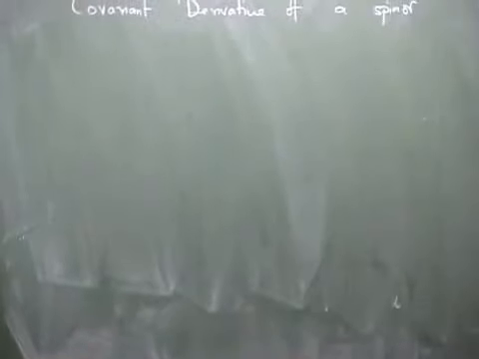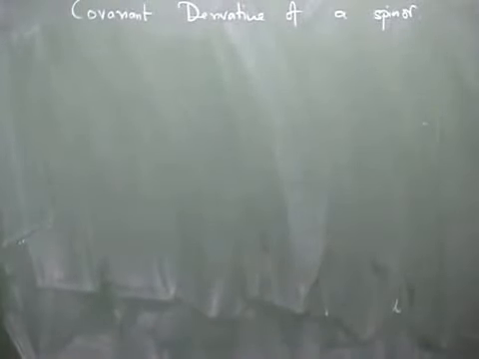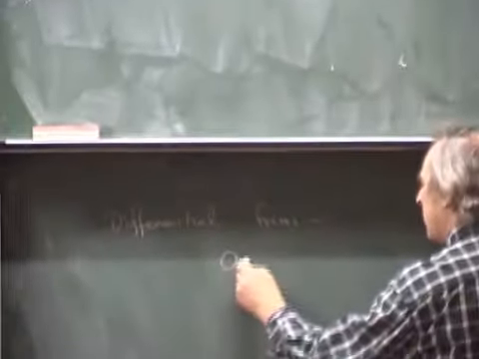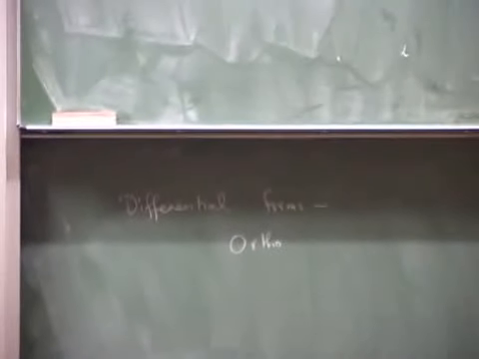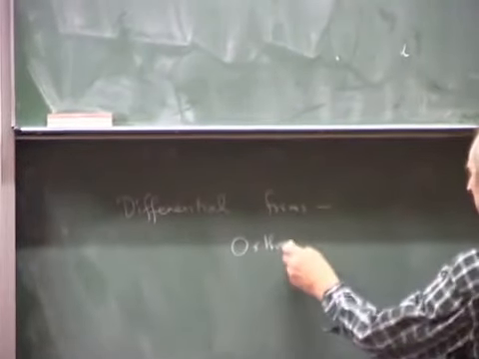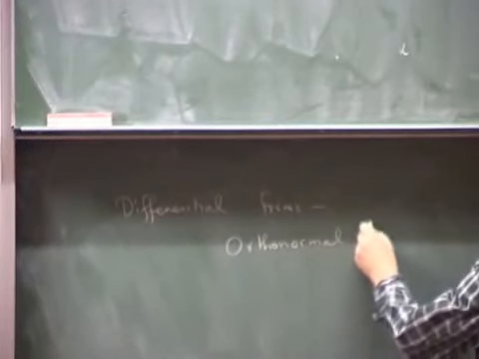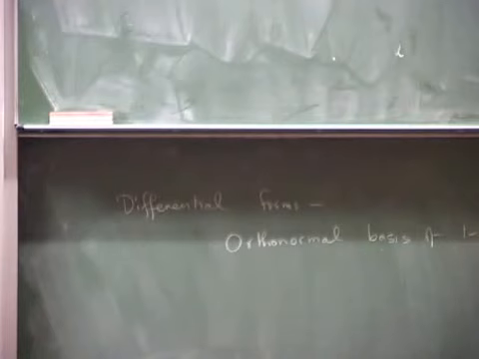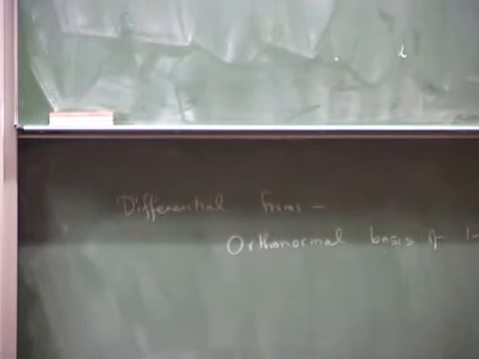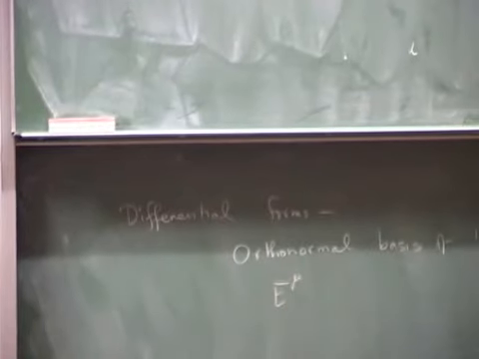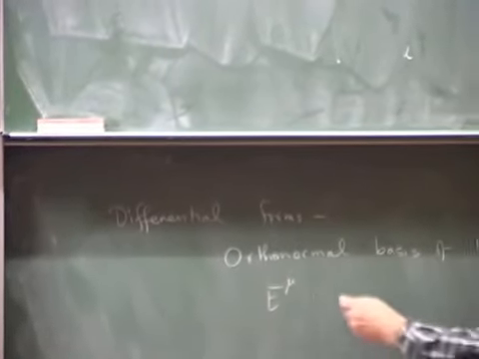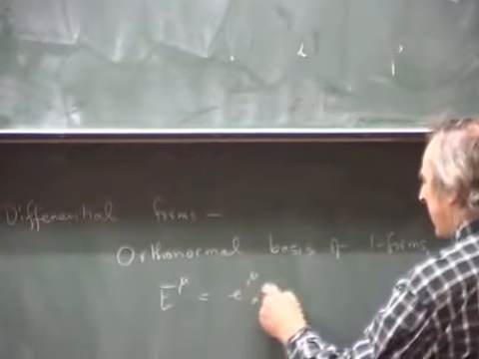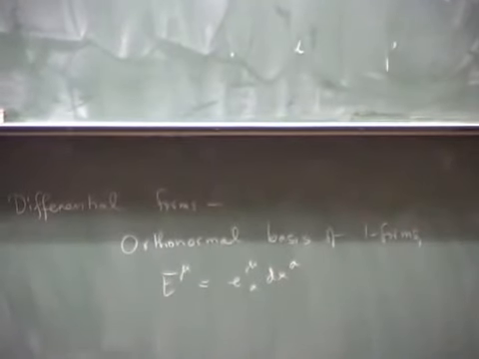So if you're using differential forms, one thing that you would have constructed is an orthonormal basis of one forms. If you don't know about differential forms, ignore what I'm going to say. And these you probably called E^μ. And these are the same things as E^μ_a dx^a, where E^μ_a are the frame fields.